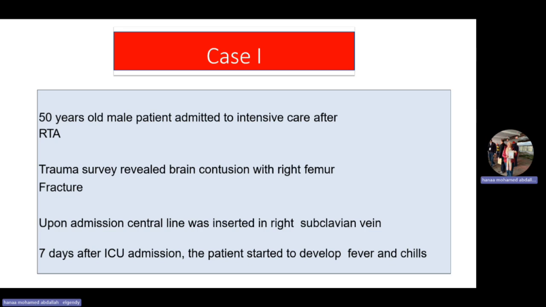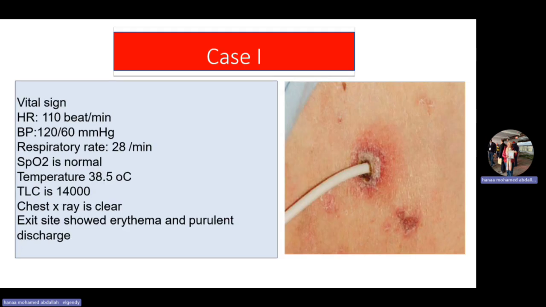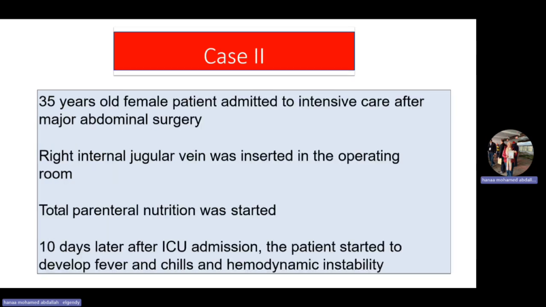Case 1: a patient admitted to the intensive care after RTA. Trauma survey revealed brain contusion with right femur fracture. Upon admission, a central line was inserted. Seven days later, after ICU admission, the patient started to develop fever and chills. Vital signs revealed heart rate 110 beats per minute, blood pressure 120/60, respiratory rate 28 per minute. SpO2 was normal, temperature was 38.5 degrees centigrade, TLC was 14,000, and chest X-ray was clear, but the exit site showed erythema and purulent discharge.